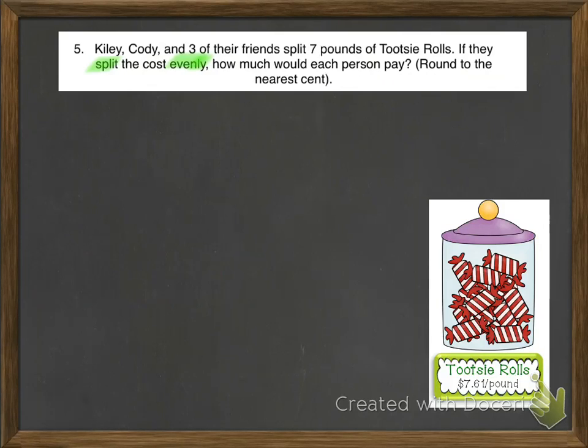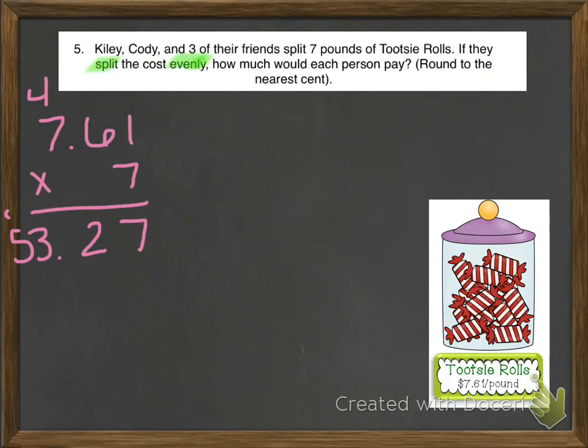Just like the last problem, to find the total, we could either add repeatedly or use multiplication as a shortcut. According to our menu, the Tootsie Rolls are worth $7.61 a pound, and they bought 7 pounds. So 7 times 1 is 7. 7 times 6 is 42, so I'll need to carry the 4. 7 times 7 is 49, plus the 4 would be 53. So they spent a total of $53.27 on the Tootsie Rolls.